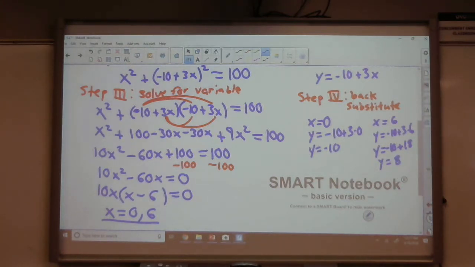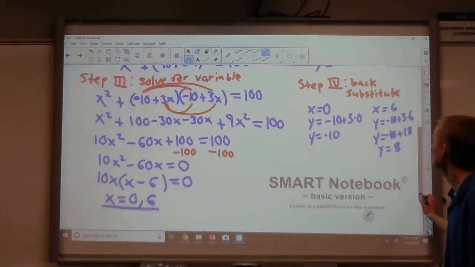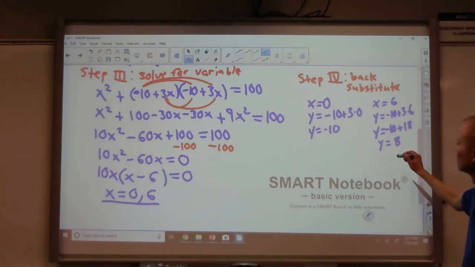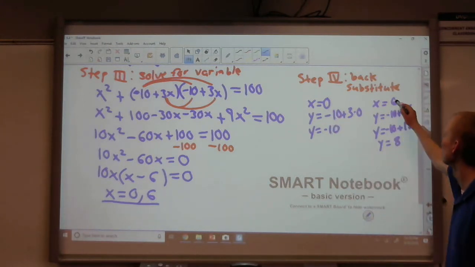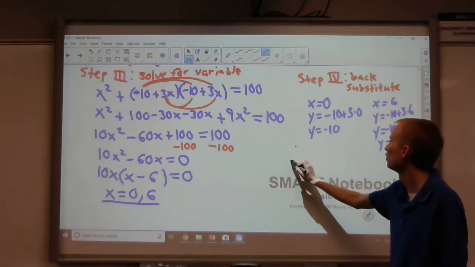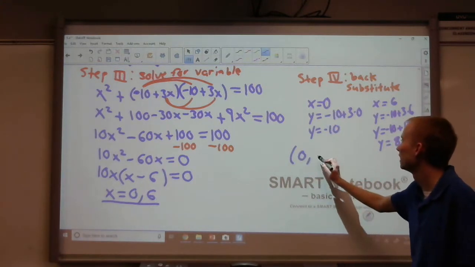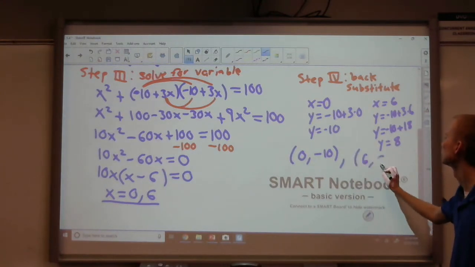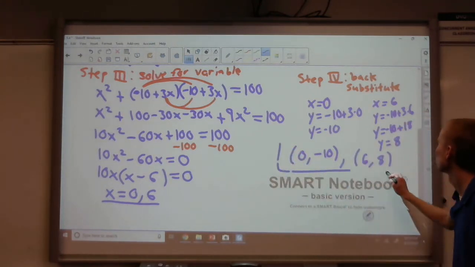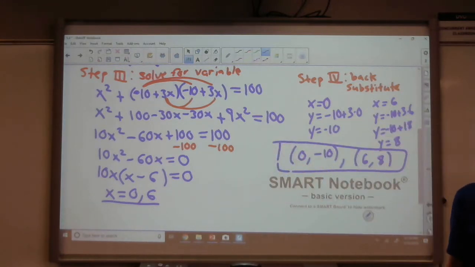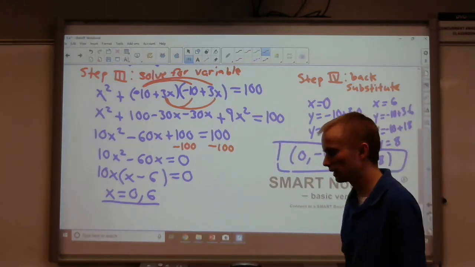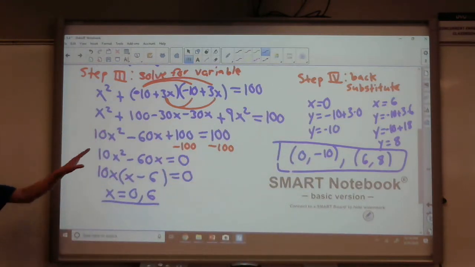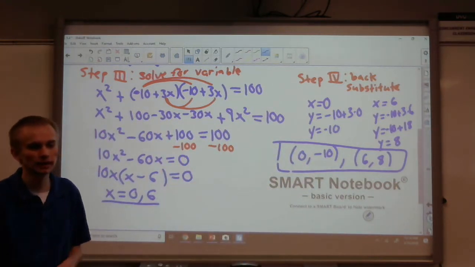Okay? So I have two answers, right? One is negative 10 and one is 8 for y. This one corresponds to 0, this one corresponds to 6. So my final answer is just 0, negative 10, that's 1 point, and the other point is 6, 8. Those are my answers. Okay? So you'll notice the process is very similar. It just can be a little bit longer because you can have multiple points where it intersects.